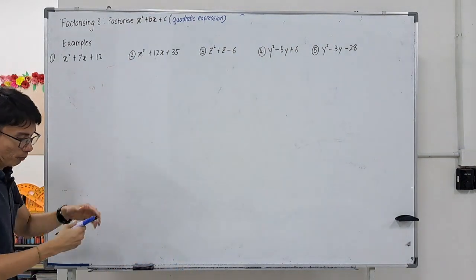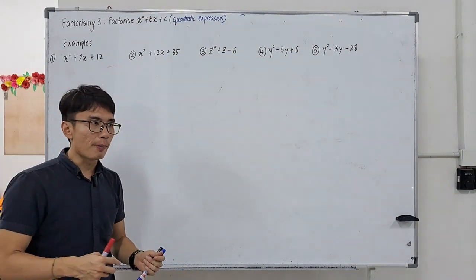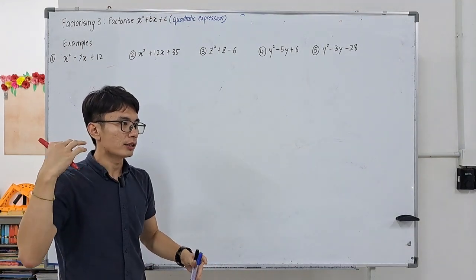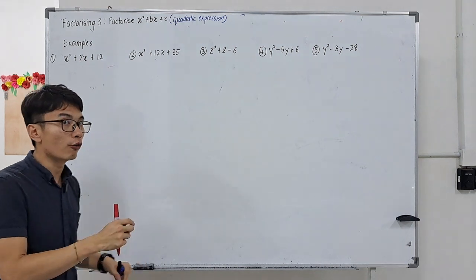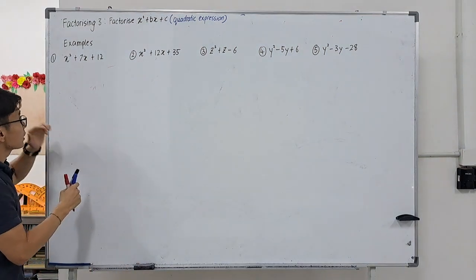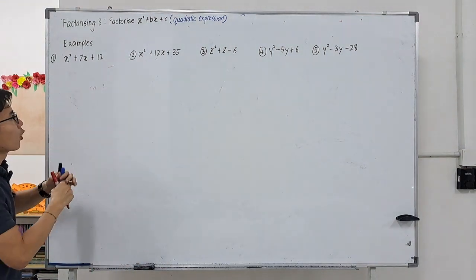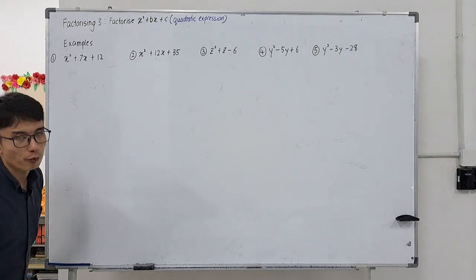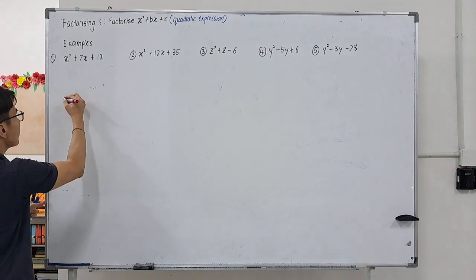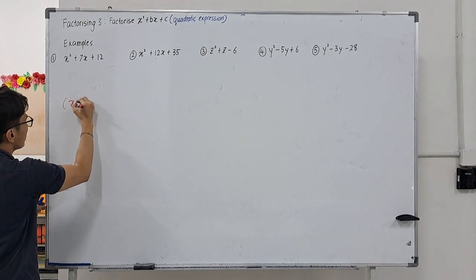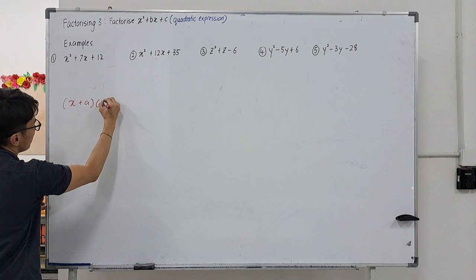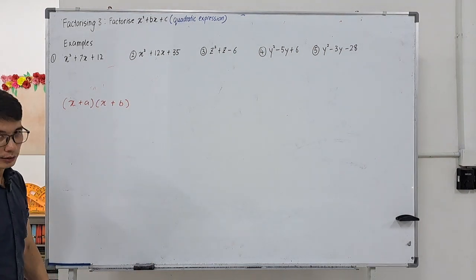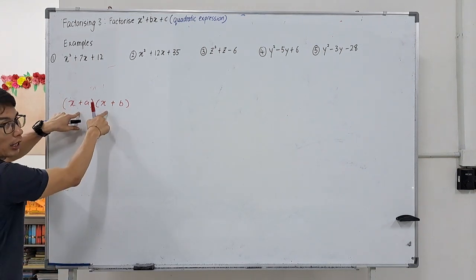Now let's look at question 1. Very simple, I'm going to use a method called the table method. That is the technique that we will be using for factorizing this. So first, ask yourself, when I want to factorize, my final answer will have some brackets, okay? Your final answer will look something like this. I'm going to show you how I get this.